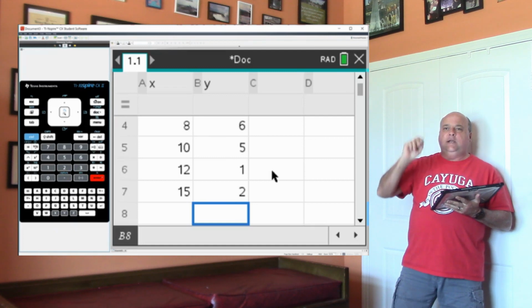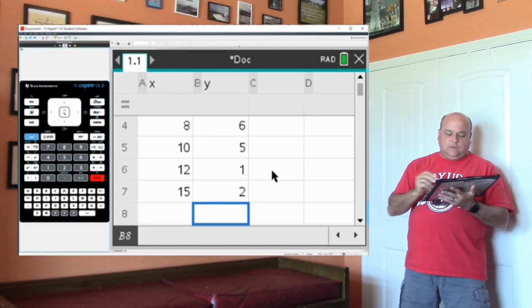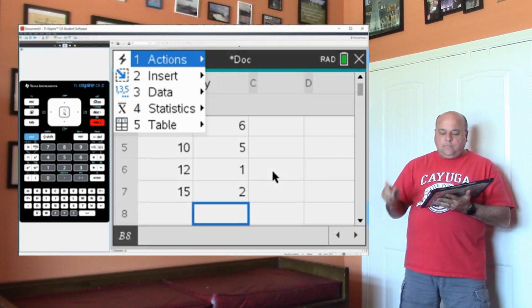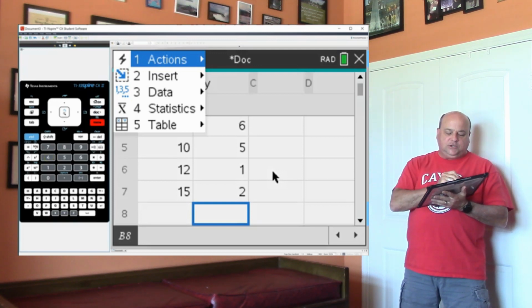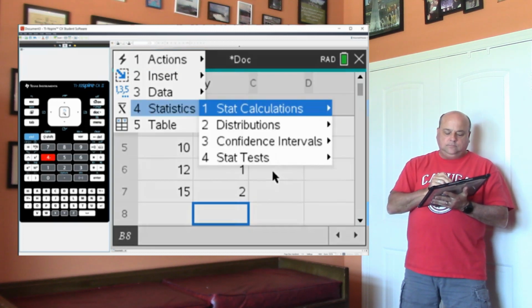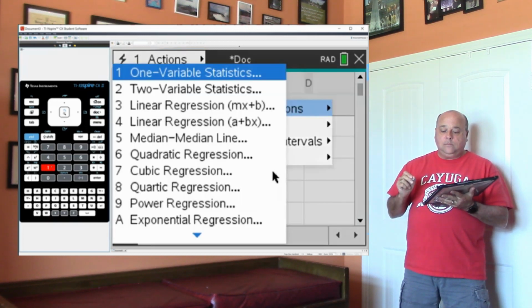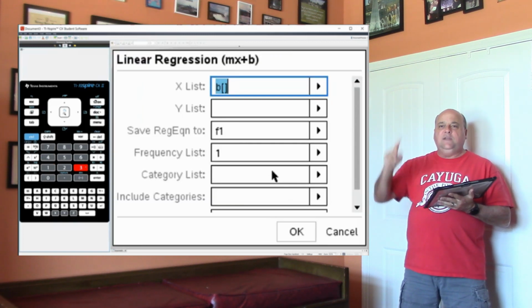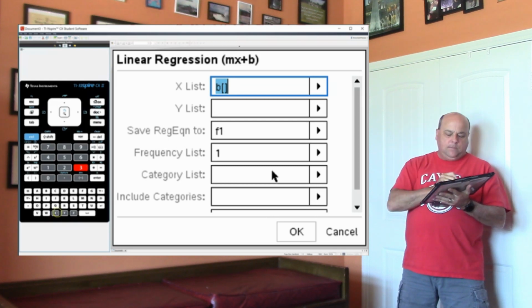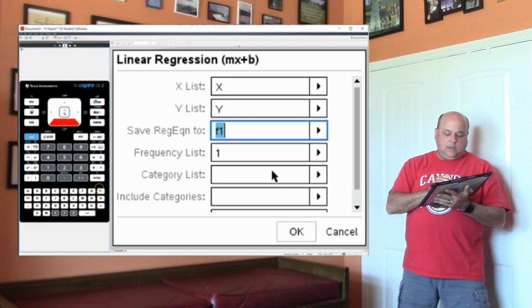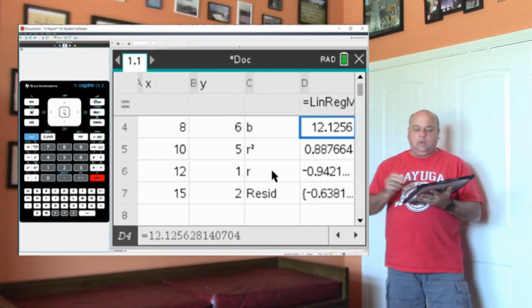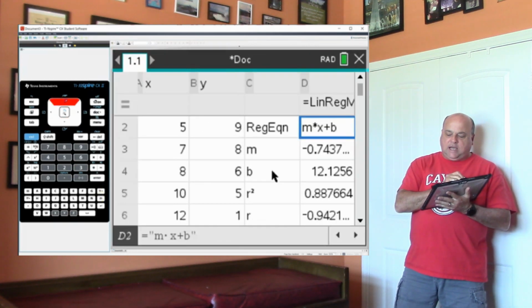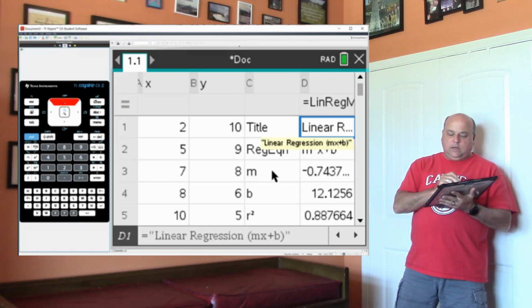Now then, we're going to run a linear regression. You might want to write notes on this. So we're going to hit Menu, Statistics is 4. We're going to run a stat calculation, which is 1. And then we want to run a linear regression, 3. And then X down, Y down, enter. And bam, okay?